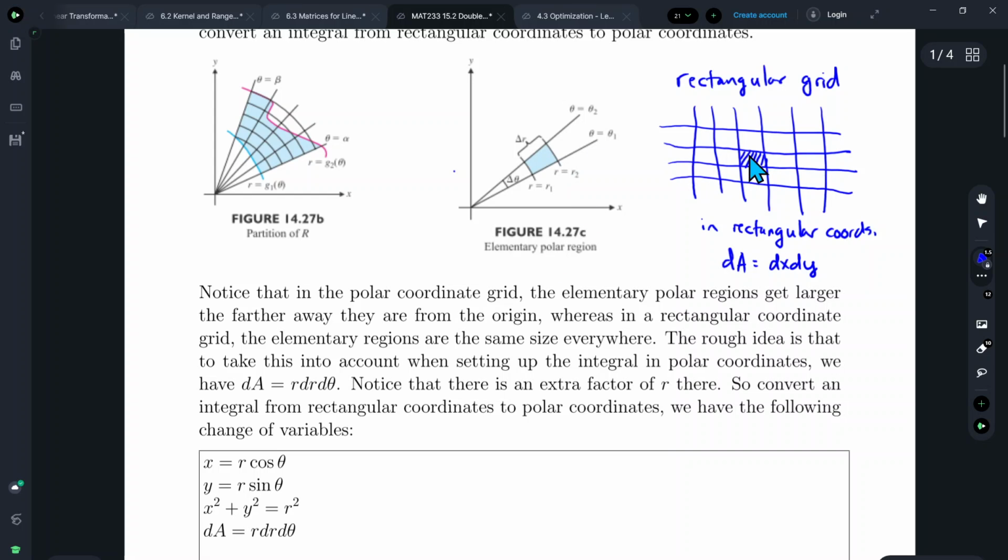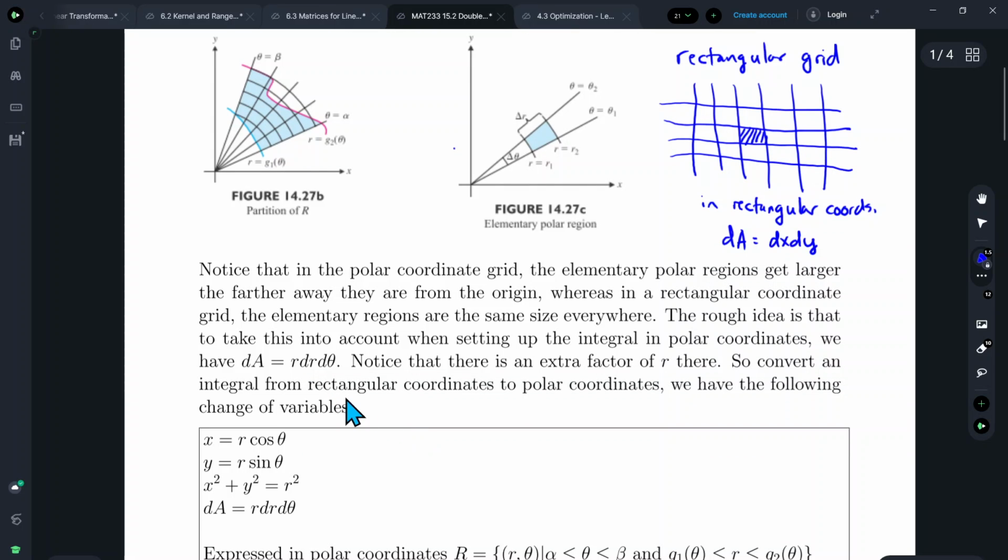However, when we switch to polar coordinates, we have to take into account again the fact that these grid elements get larger the farther away you get from the origin. And so it turns out that an area element in polar coordinates is now calculated as dA equals r times dr times d theta, right? So kind of like multiplying these two together, but you have to take into account the distance of the grid element from the origin, and so that's this factor of r here.